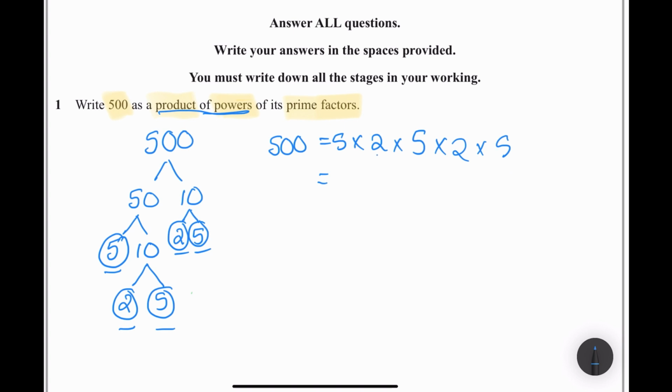So let's collate everything together. How many? Let's start with the 5. I've got 5 times 5, and I've got another 5, so I've got 3 of them. That gives me 5 cubed. Times by 2, how many do I have? I've got 2 times 2, so 2 of them, that's 2 squared.